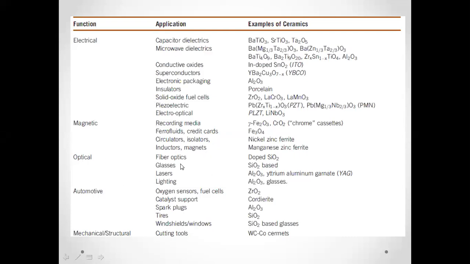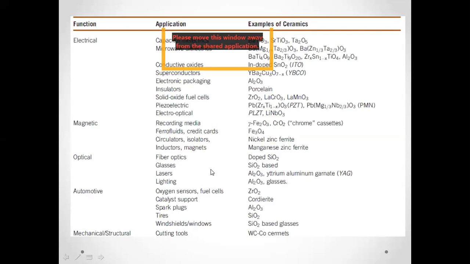For optical application, you can use these as fiber optics. Glasses, everyone knows, silica oxide based glasses we have been using. In fiber optics, we are using doped silica oxides. In lasers, we are using alumina oxide, and then for other applications, for automotive applications, again we are using ceramics.